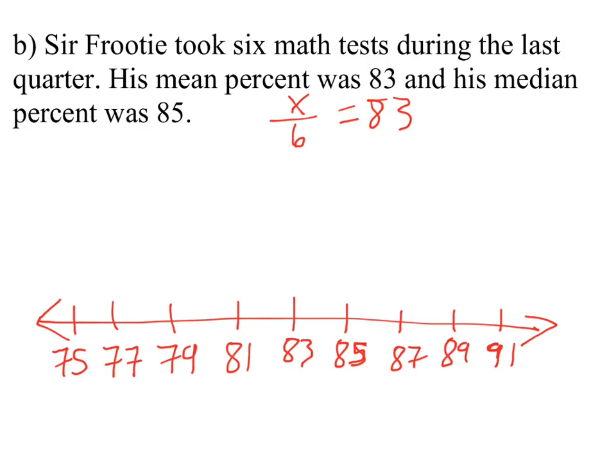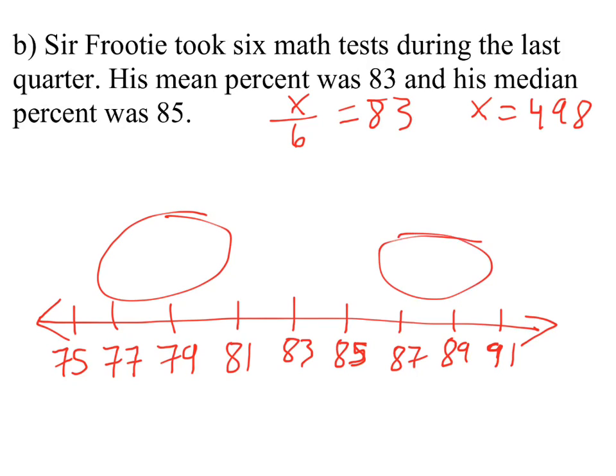If I want to figure out what that x is, I just take both sides and times by 6. So if I take 83 and I times by 6, that's going to give me 498. And what I need to do at this point is start subtracting out some of the scores. Really, I can start picking numbers over here and numbers over here, and they just have to balance out, and they all have to add up to 498. And the median needs to be 85.